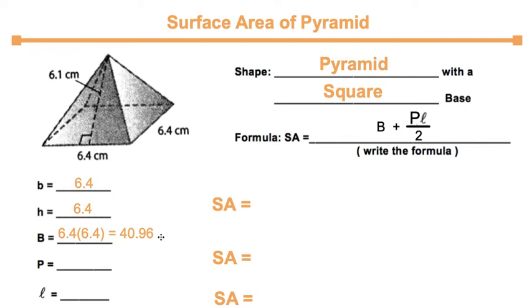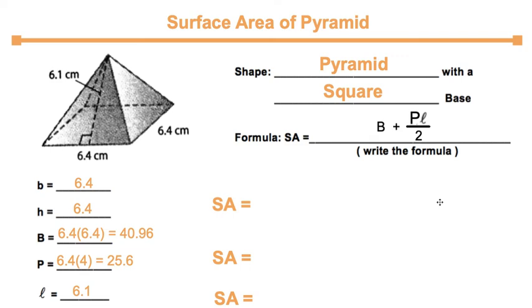Now, do you remember how to find the perimeter of the square? Since each side of a square is the same length, the fastest way is to take one length, 6.4, multiply it by 4, and you get 25.6. And the slant height is 6.1. The slant height is located right there.